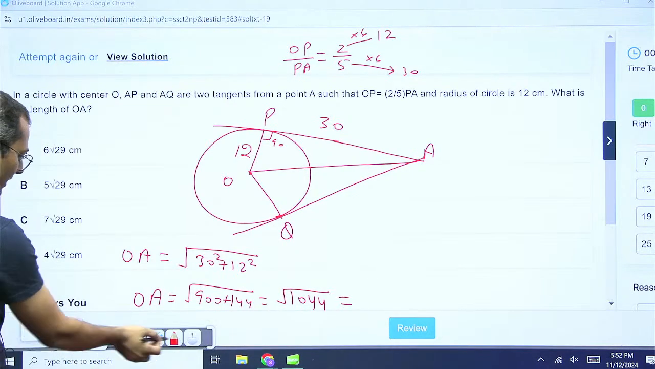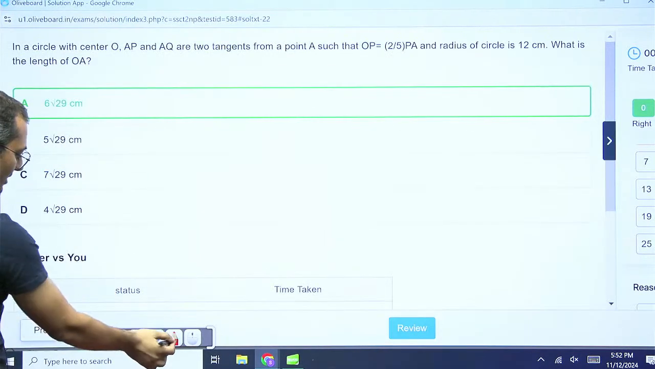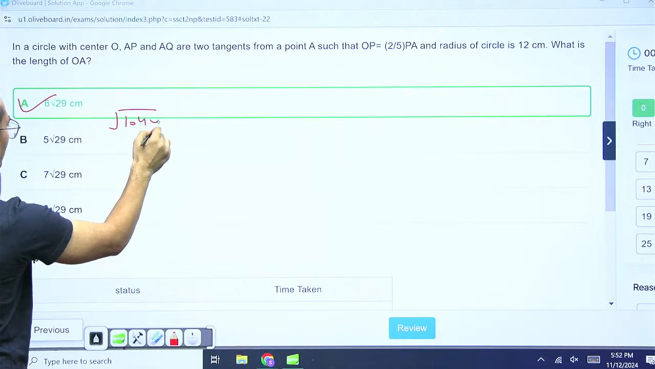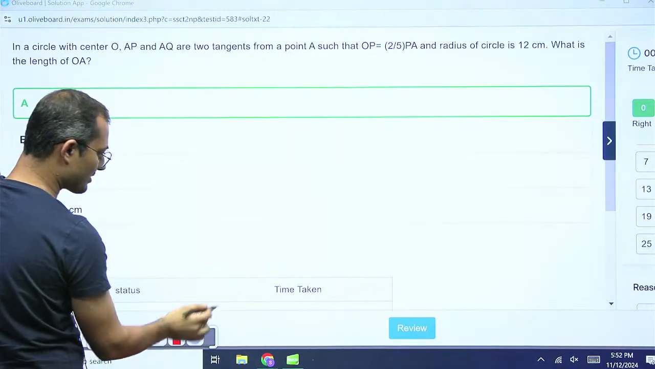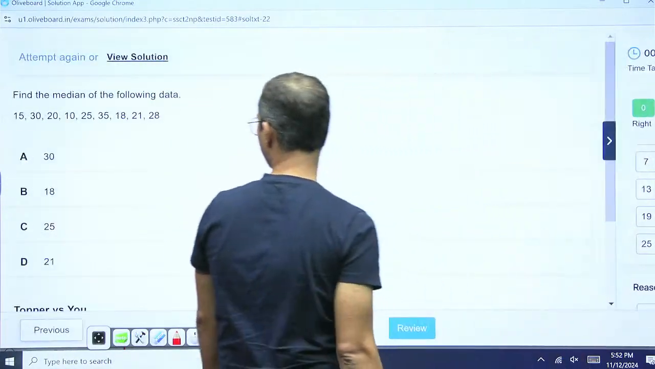So we can view the solution. The A part is the right answer. Yes, A part is the right answer. The root of 1044 is equal to 6 root 29, right? So you can check it. Now moving to next question. Tell me what is the answer of this question.